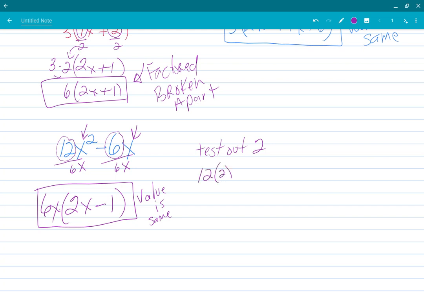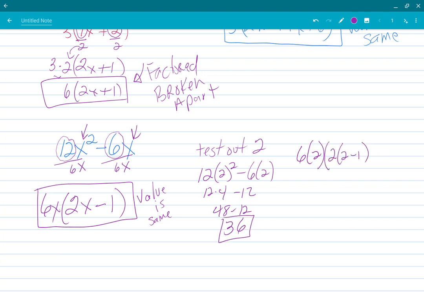12 times 2 squared minus 6 times 2. This is 12 times 4 minus 12. This is 48 minus 12 is 36. Okay. Now I'm going to plug in 2 for the other one. 6 times 2, times 2 times 2 minus 1. A lot of parentheses here, right? 12 times, 2 times 2 is 4, minus 1. 12 times 3 is 36. See? Same value, right?